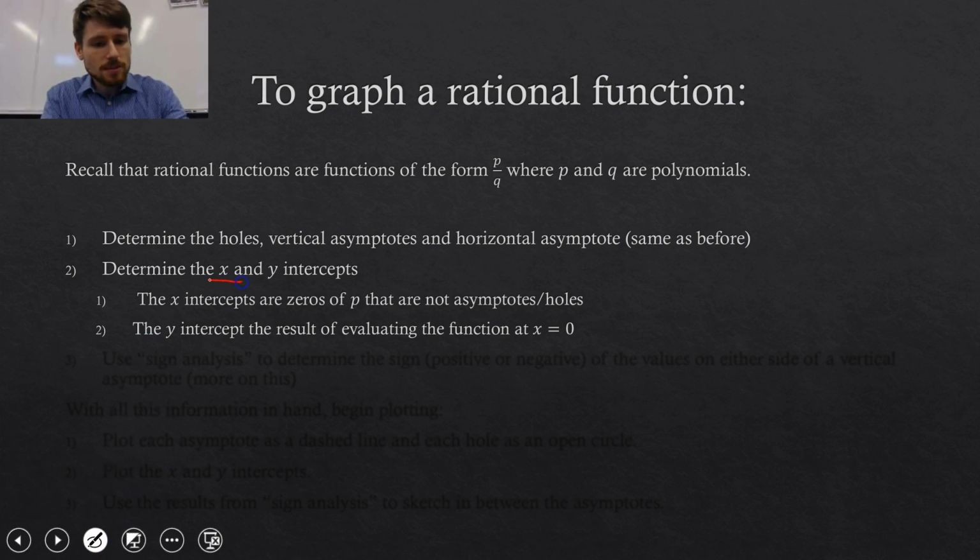The x-intercepts are going to be zeros. So the x-intercepts are zeros of the numerator, and so they're zeros that are not asymptotes or holes. Occasionally zeros of the numerator give you a hole, or it's still an asymptote. And in the case of that, it's not an x-intercept. It's not going to be equal to 0 there.